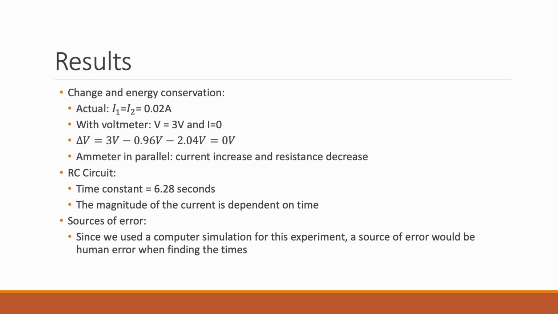These are the main results from each part. For energy conservation, we got the current to be 0.2 amps, the voltmeter got 3 volts and a current of 0, and then the round trip was 0 volts. For the ammeter in parallel, I saw that as the current increased, the resistance decreased. For the RC circuit, the time constant was 6.28 seconds, and I noticed that the magnitude of the current is very dependent on the time. Since we used a computer simulation for this experiment, a source of error would be human error when finding the times.